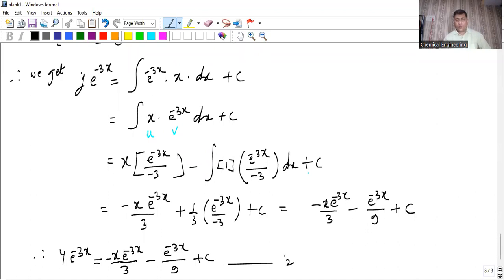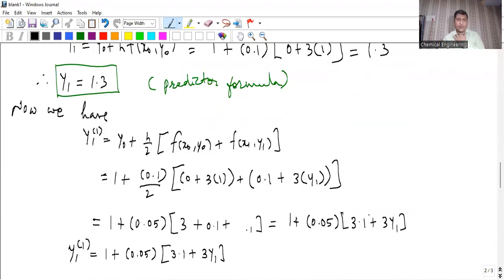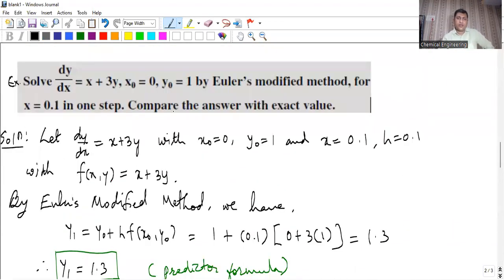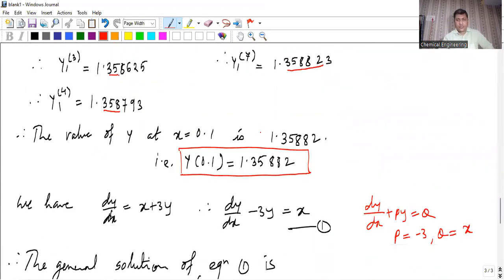Let this be equation 2. Now see the initial condition. The value of the constant c can be evaluated using the initial conditions. When I put x = 0, y is going to be 1. So let us put this value in equation 2.